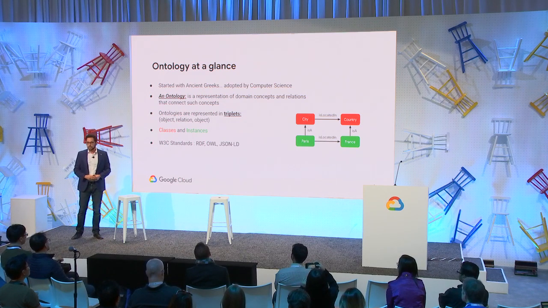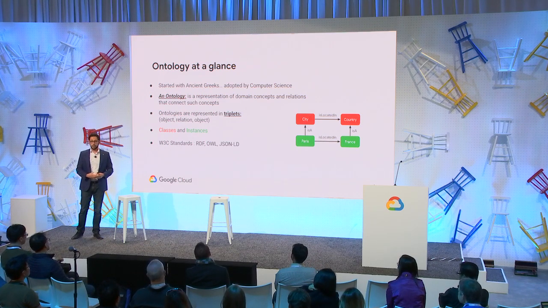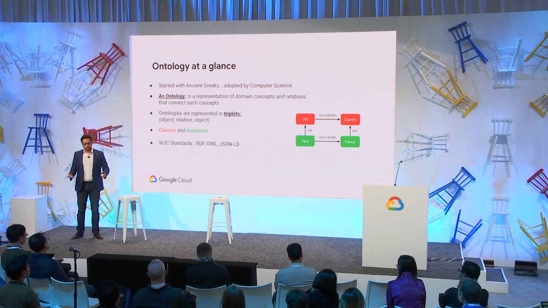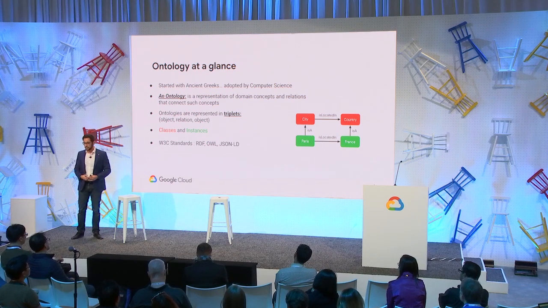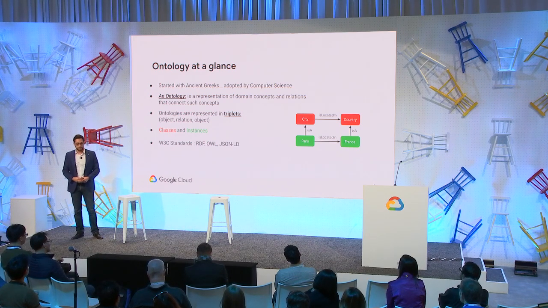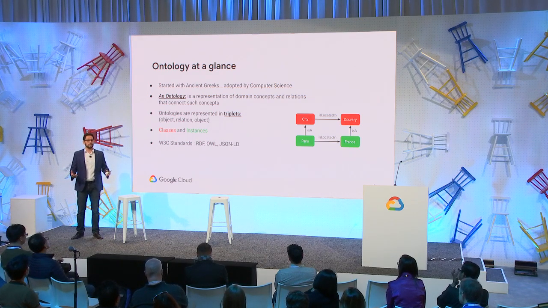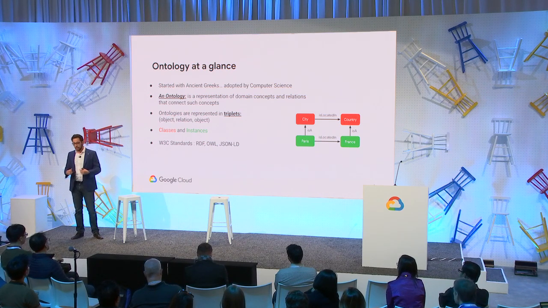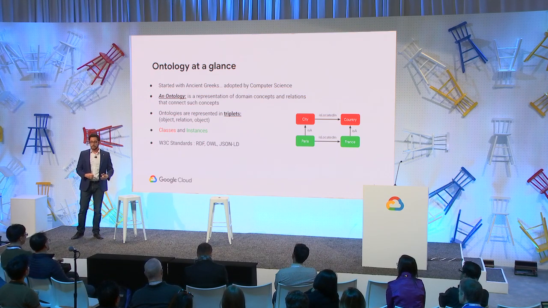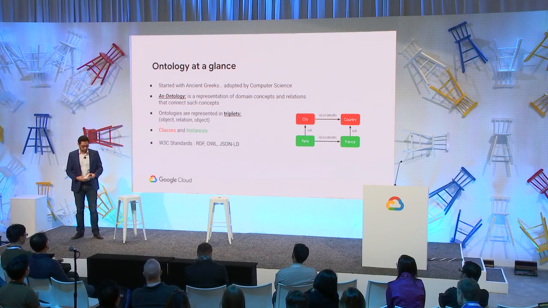So in a simplified definition, an ontology is just a way to represent domain concepts and the relationship between these concepts. They are usually represented in triplets, and we distinguish between classes and instances. So you can see we have a city and a country, which are classes connected by is located in, which is a relationship. And then we have the instances like Paris is located in France. What is nice about ontologies is we don't need to invent how do we represent them, because the World Wide Web Consortium already proposed standardization like RDF, OWL, and JSON-LD to represent and express these kind of relationships.